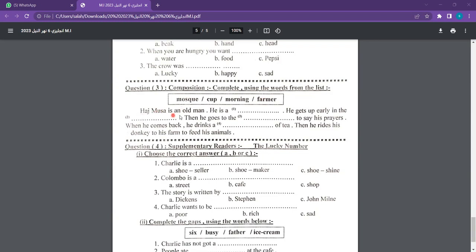Haj Musa is an old man. He is a dash. He's what? He's a mosque. He is a farmer. Yes, he's a farmer. That is good. Haj Musa is an old man. He is a farmer. That is good.